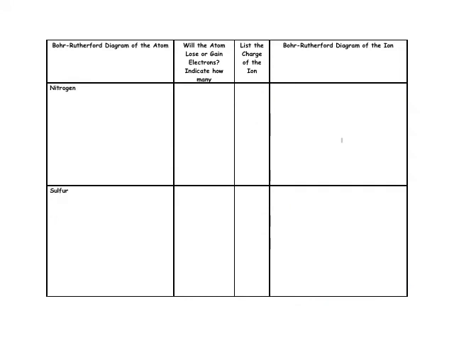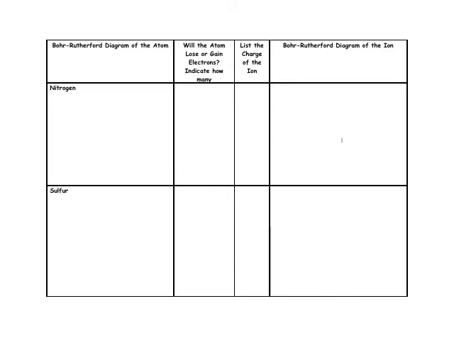We have 11 protons. When we go to the next page, we'll be looking at drawing Bohr diagrams that do not lose electrons. These ones actually will gain electrons.